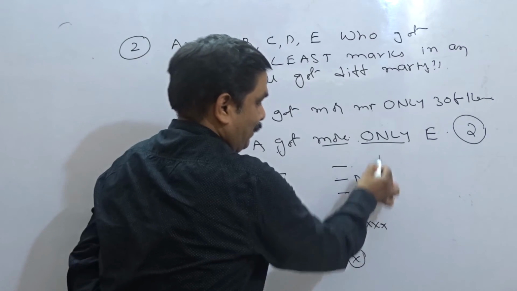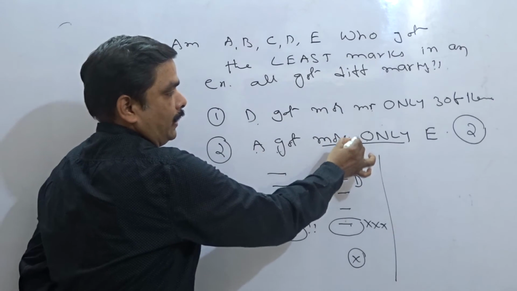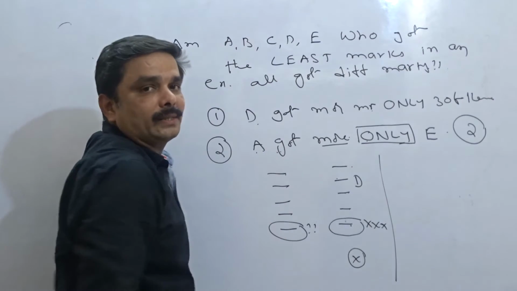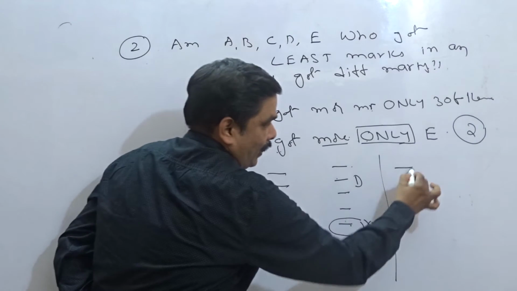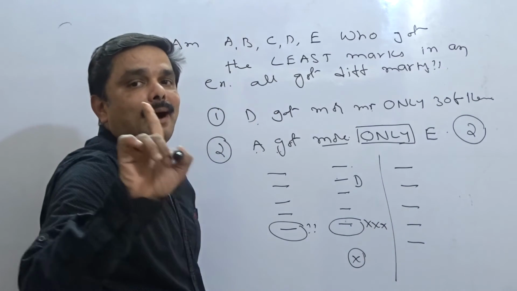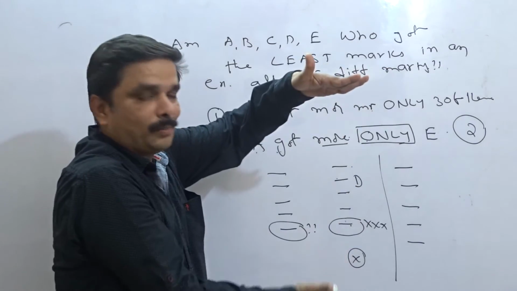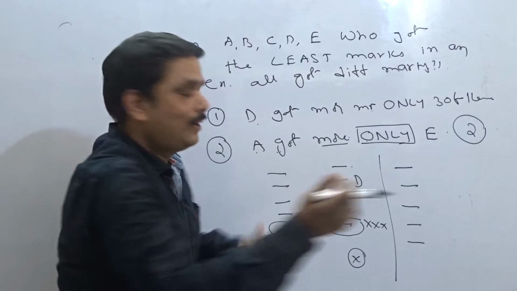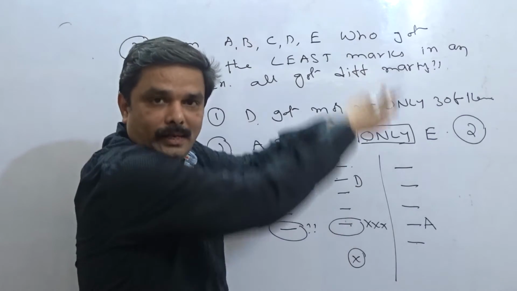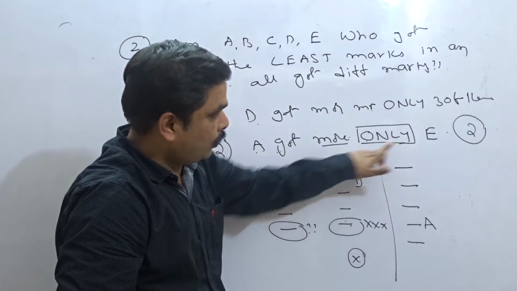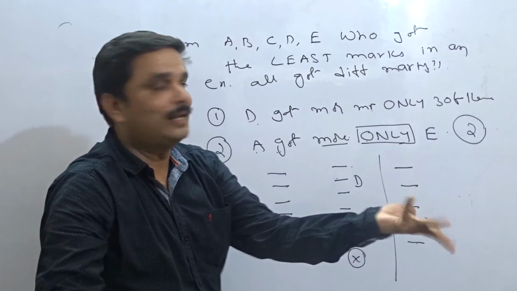Second one I am going independently. Second one says A got more marks than only E. A got more marks than only E. It makes a lot of difference here. How to go for this one? Out of 5, 1, 2, 3, 4, 5. A got more marks than only 1 person. The implied meaning is he got less marks than remaining 3 persons. Right? He got less marks than remaining 3. I don't want to go for these 3 people because my question is not there. My question is here only. They have given clear clue.